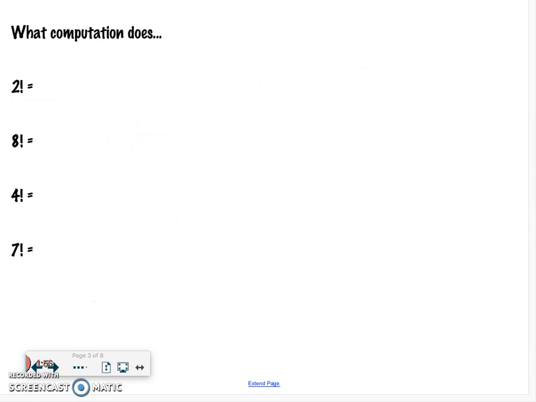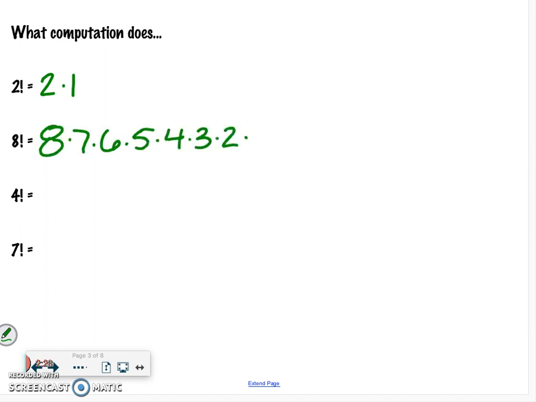Okay. Now, these ones are simply just plug into your calculator, or actually we're going to write out the computation. Okay? So we understand what factorials are. So when we're looking at this page, remember factorials, we're just going to multiply all the numbers together. So when you're talking 2 factorial, you're simply just going to have 2 times 1. That's the computation. 8 factorial would be 8 times 7 times 6 times 5 times 4 times 3 times 2 times 1.